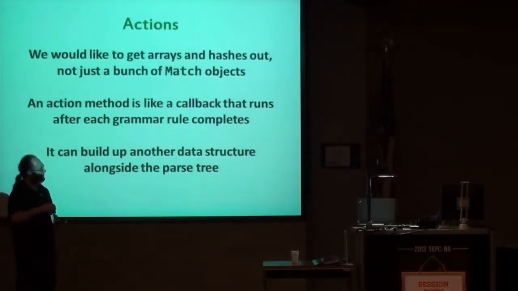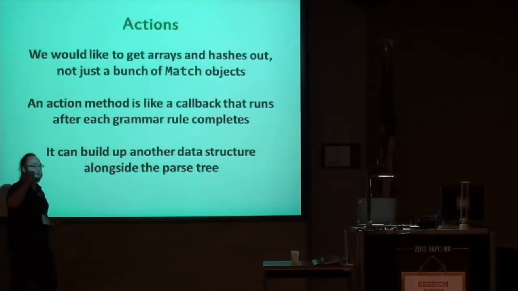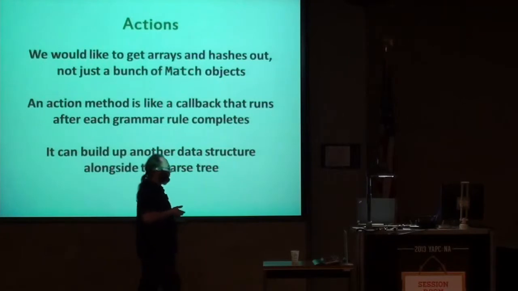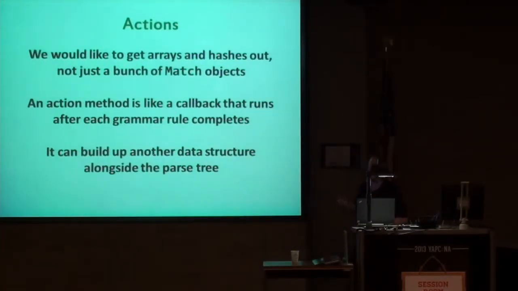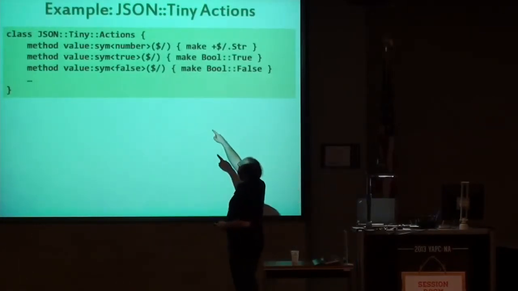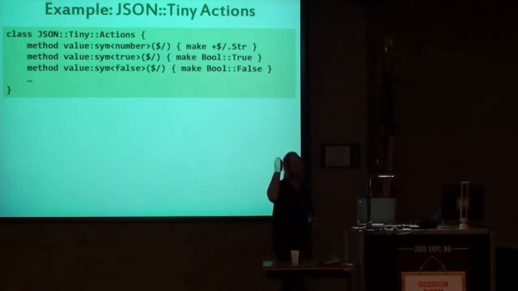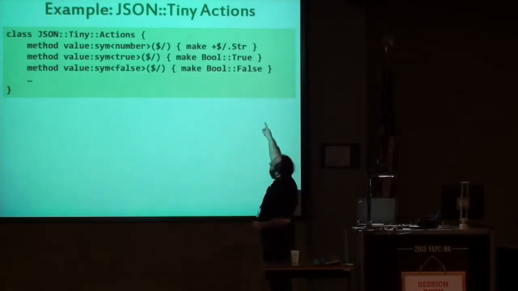So by the time you've gone all the way down the tree parsing, and you've worked your way back up to the top, you now have built up some kind of Perl representation of what you parsed. In that case, it turns into arrays and hashes and so forth. Okay, so here we have a few examples. Number actually just takes the string we parsed and uses Perl 6's plus operator to numify it. For true and false, we just make a Perl 6 Bool true and Bool false.